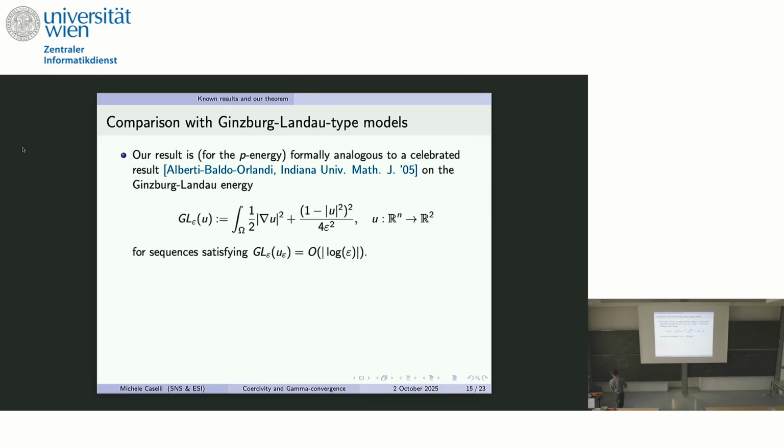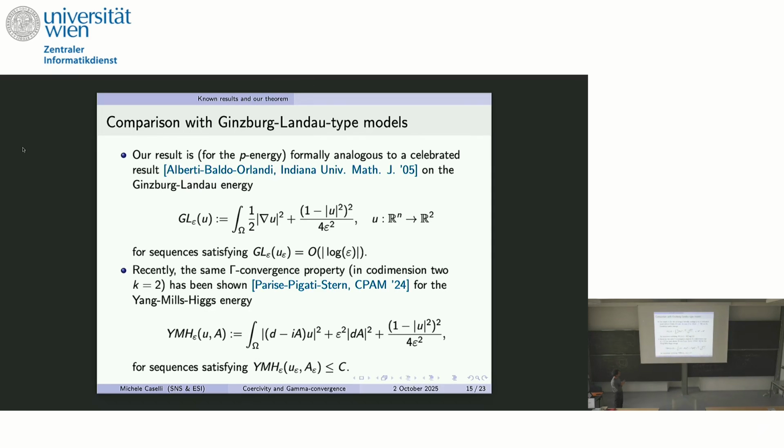So now I wanted to compare our result very briefly with other codimension 2 models. Our result for the p energy is completely analogous. If you read the statement, it is identical. It is completely analogous to the result by Alberti, Baldo, and Orlandi, which is a very famous paper in this business, for the Ginzburg-Landau energy, for sequences that had the correct energy bound.